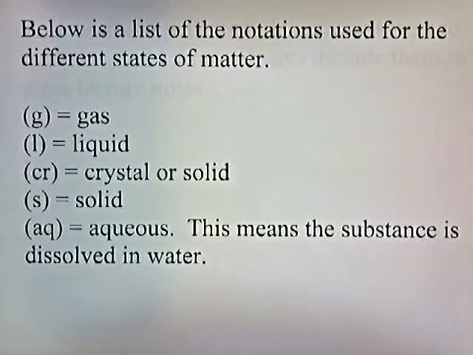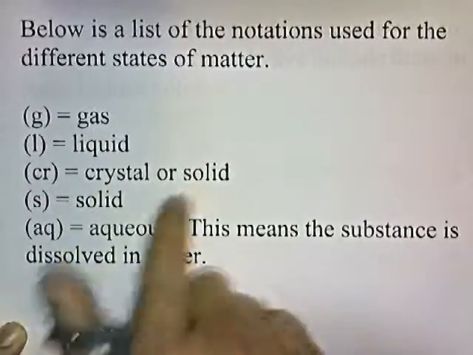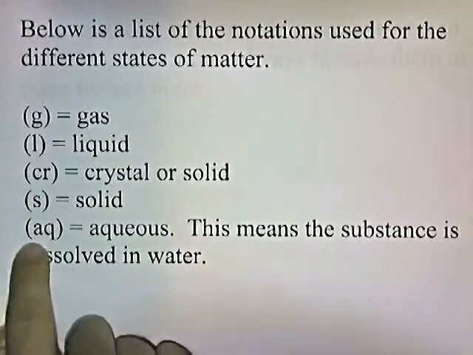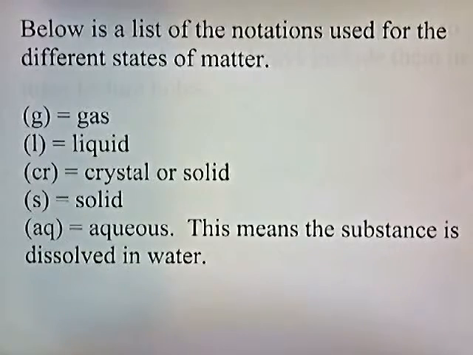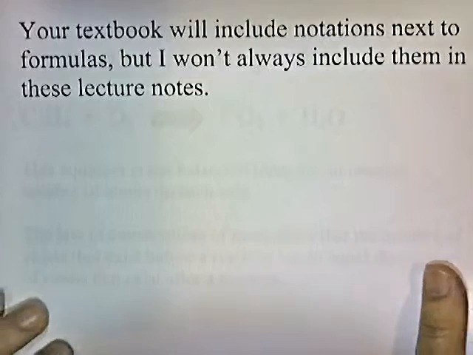Well, below is a list of the notations used for different states of matter. So G is gas, L is liquid, Cr is crystal or solid, S is solid. AQ means aqueous, and that means that the substance is dissolved in water. Your textbook will include notations next to formulas, but I won't always include them in these lecture notes.